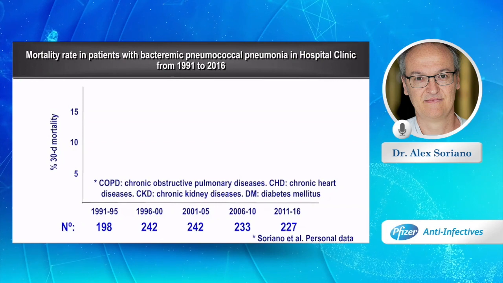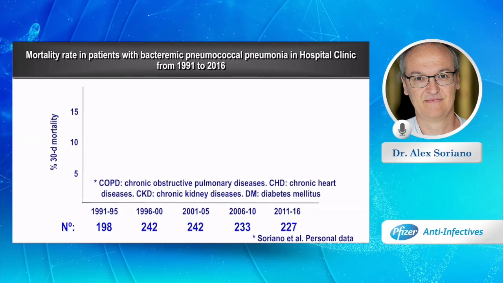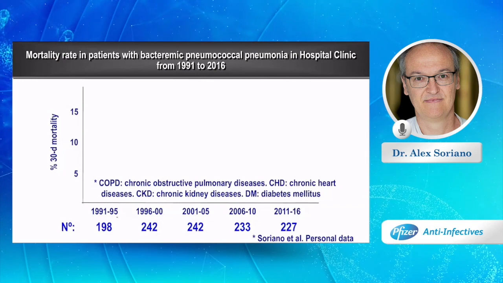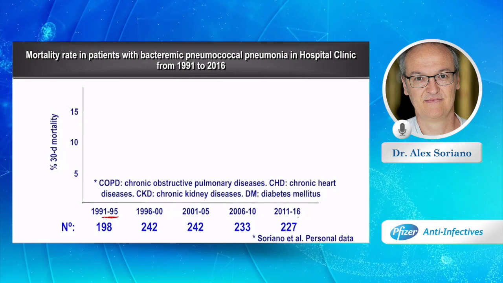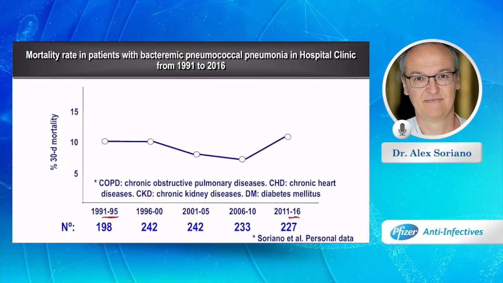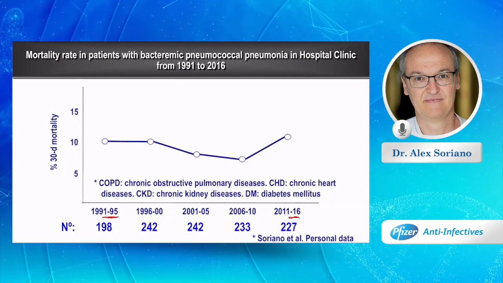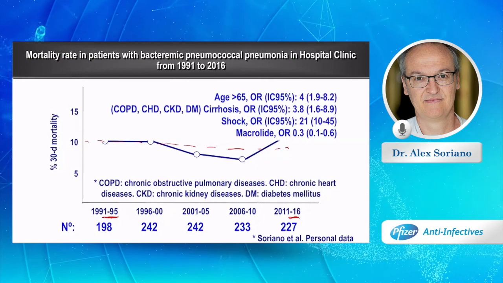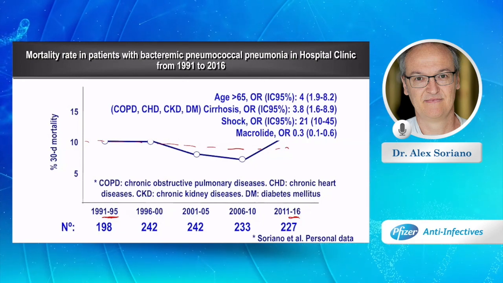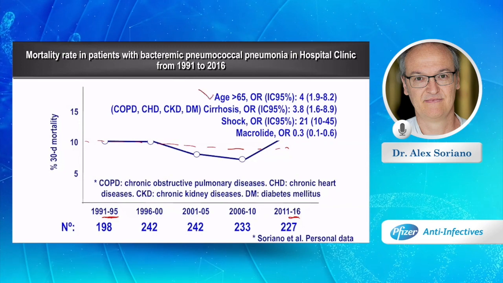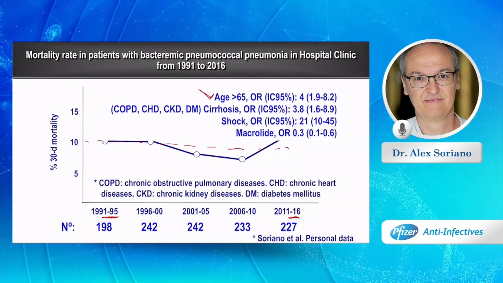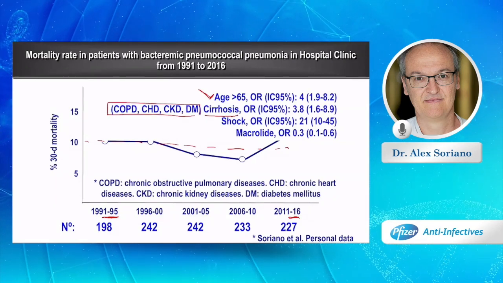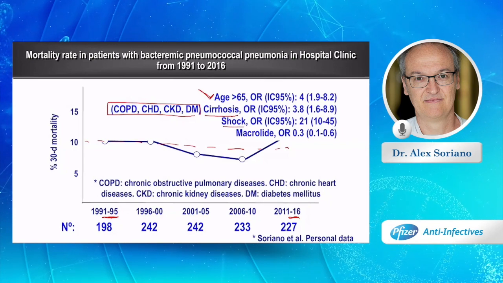We prospectively collected all patients with community-acquired pneumonia and documented bacteremia by pneumococcus. What we observed from 1991 to 2016 is that the mortality rate is the one that you can see here, more or less about 10%. But when we analyze the main risk factors associated with higher mortality, it's evident that age older than 65, cirrhosis, but also other comorbidities in other series are associated with higher mortality, and of course, septic shock.